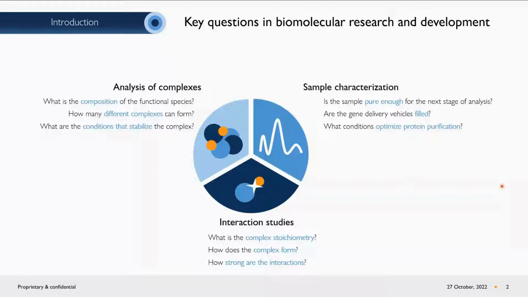Also, we want to address interaction studies with questions such as what is the complex stoichiometry, how does the complex form, and how strong are the interactions? And finally, we also want to help with the analysis of complexes with questions like what is the composition of the functional species, how many different complexes can form, or what are the conditions that stabilize these complexes.